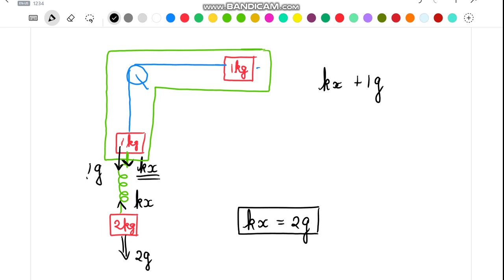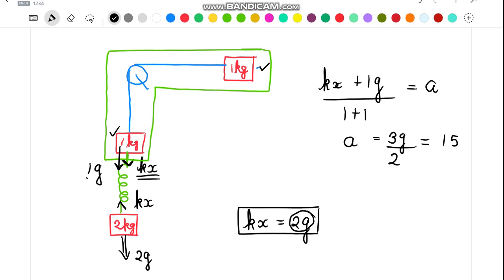This is the net pulling force, and this net pulling force divided by the mass of the system, that is 1 plus 1, will give us the value of acceleration of these two blocks. Now the value of kx that we have already found is equal to 2g. So if we substitute this value, we get the acceleration to be equal to 3g by 2, that is 15. So we can say that the acceleration of block A and block B will be equal to 15 each.